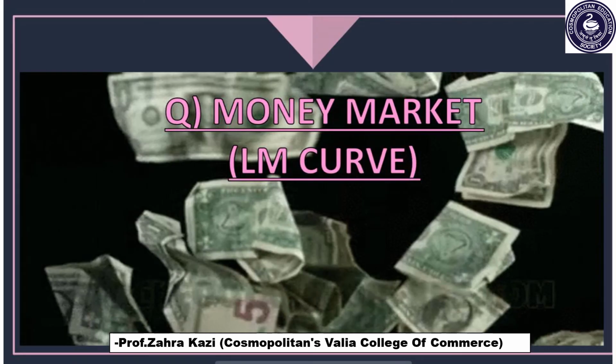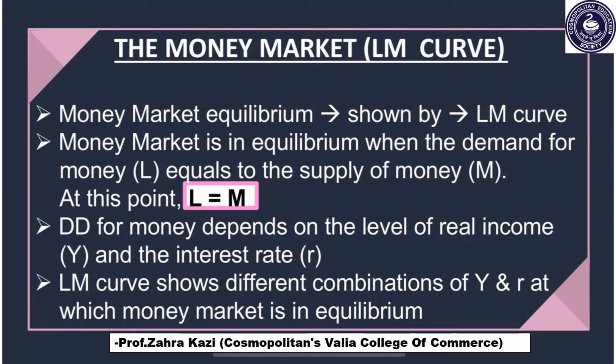Now let's understand the second part of this topic of the ISLM model, that is the LM curve. The LM curve is also called the money market. Let us understand about the money market, also called the LM curve. The money market equilibrium is always shown by the LM curve. The money market is in equilibrium when the demand for money, that is L, also called liquidity preference, equals the supply of money M. So at this point, L will be equal to M.